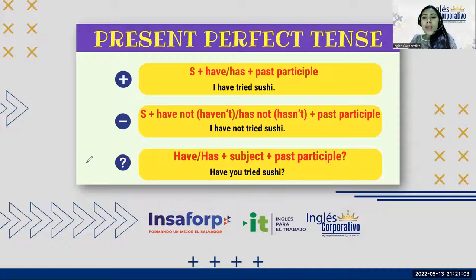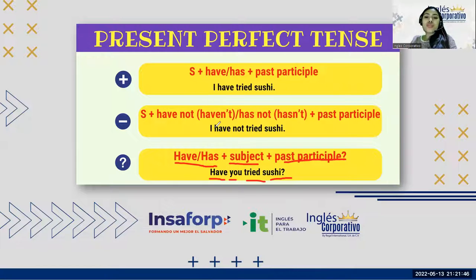Ok, so, utilizamos también esta estructura que es la interrogativa de yes, no question. So, lo que hacemos es que ponemos el verbo auxiliar have and has al principio, más el subject, más el past participle. Ok, for example, have, auxiliary verb. You, subject, past participle, try and complement sushi. Have you tried sushi? Okay, has she tried sushi? Have we tried sushi? Okay, etc. So, así es como hacemos la yes, no questions, guys.